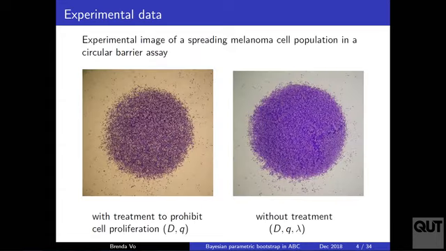So here is an example of the circular barrier assays for melanoma cells. For the left image, they applied a chemical to stop cell proliferation, so they only have cell motility. And on the right-hand side, they don't have the treatment, so you can see that the population is dense. It's much more than on the left.